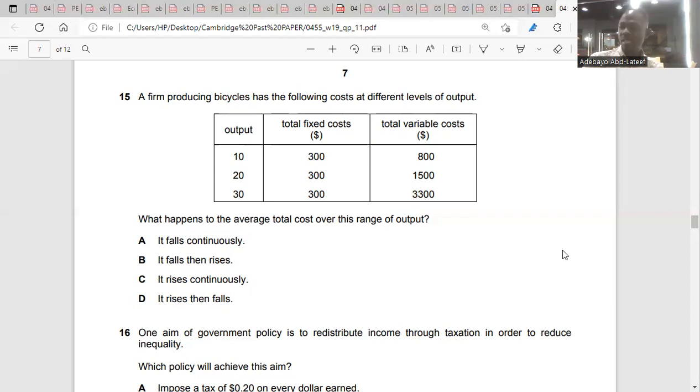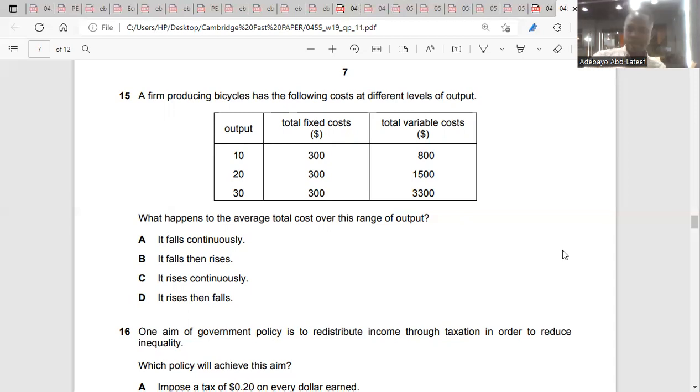So what can we see here? It falls, then rises. It's from 110 to 90 to 120. So it falls, then it rises. So the answer is B, number 15B. Is it clear? Yes. Number 16.